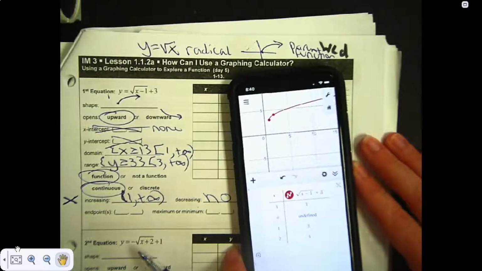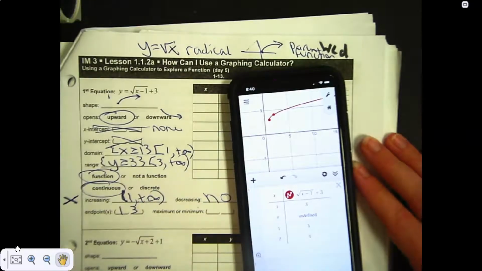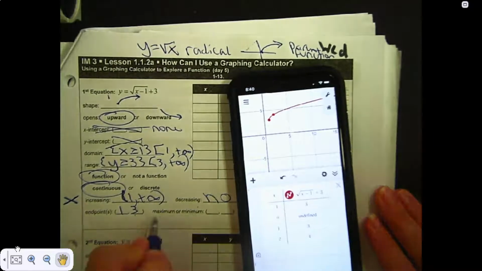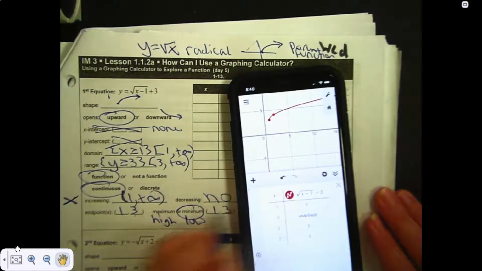The endpoints. Well, the endpoint is right here at 1, 3. And is that endpoint a minimum or a maximum? Maximum means the highest point, and minimum means the lowest. Okay? So if you look, that is the lowest point, and it is at 1, 3.